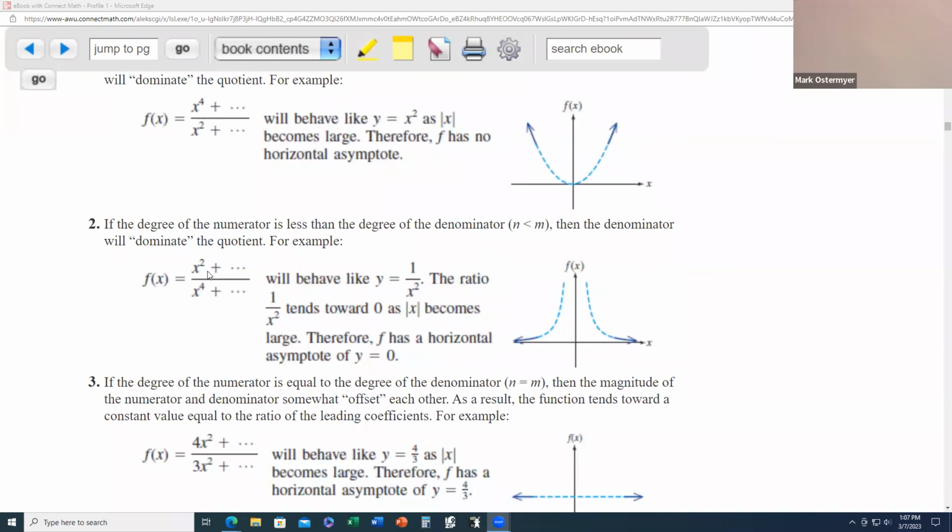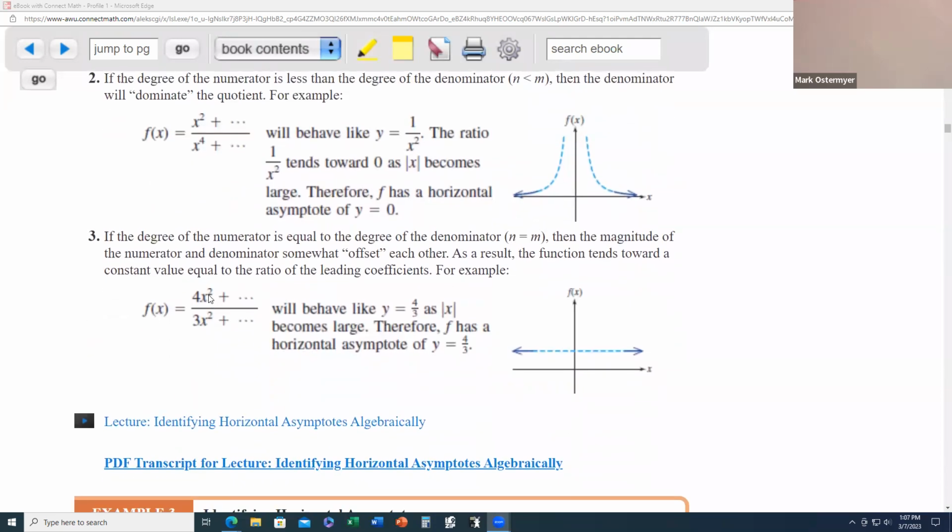If, on the other hand, the degree of the numerator is less than the degree of the denominator, you can see for this example of f of x equals x squared over x to the fourth, for large or small values of x, this function would be really equivalent to 1 over x squared. And you can see that clearly as x approaches negative infinity or positive infinity, the graph is diving down from above towards the x-axis. So the x-axis, or y equals 0, would be the horizontal asymptote in that scenario.